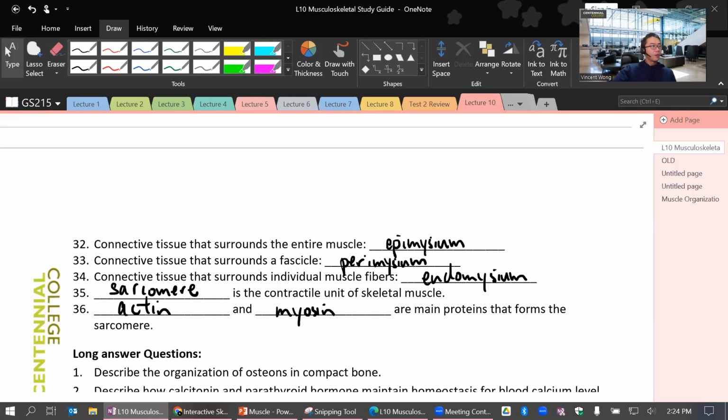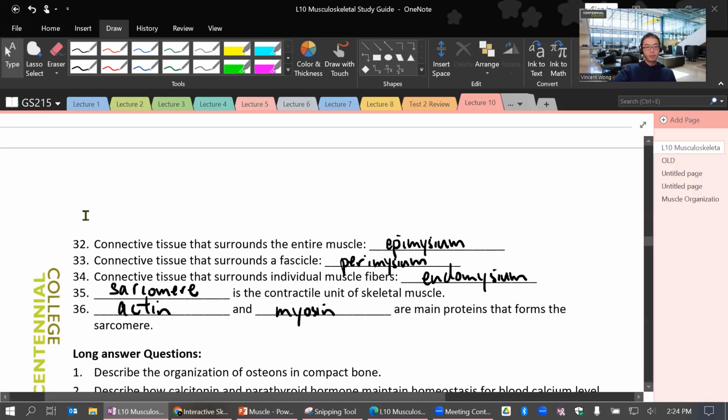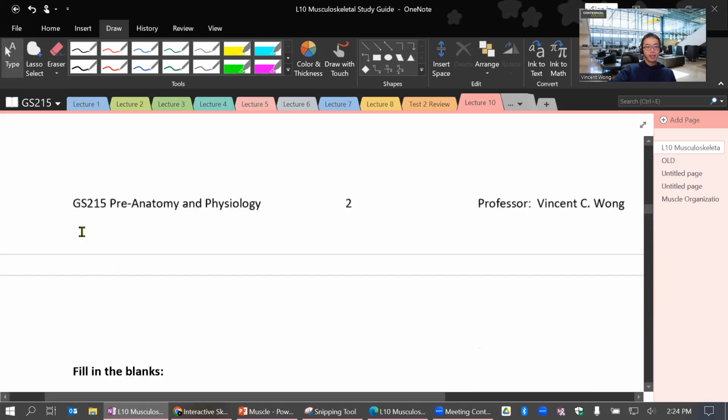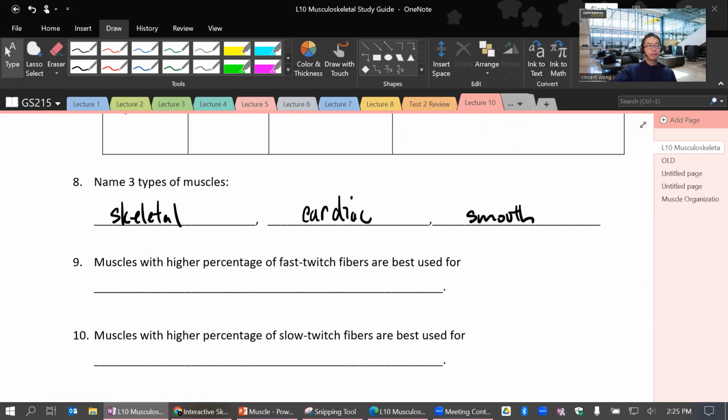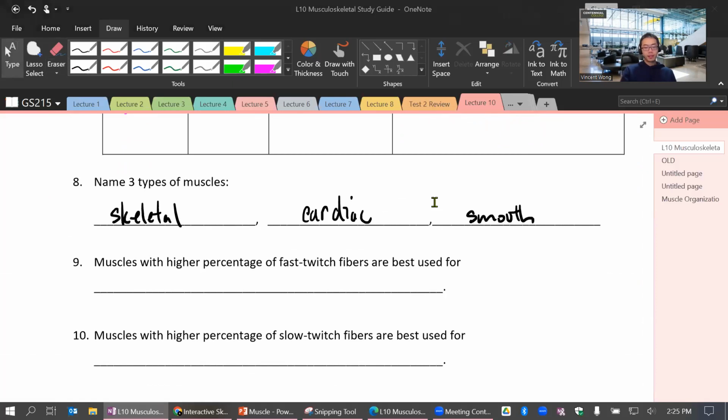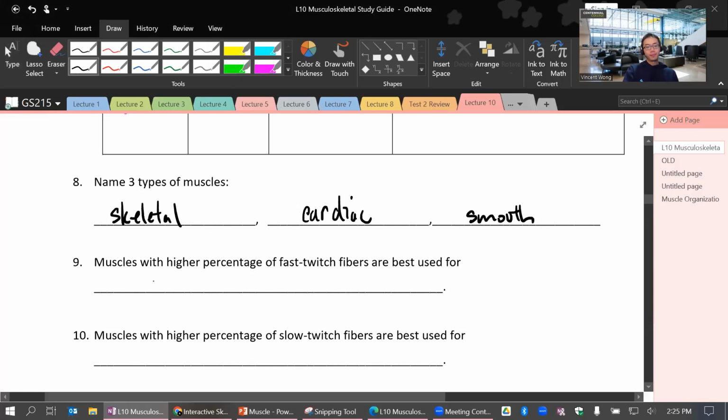Is there anything else? Let me take a quick look. Oh yeah, there are a couple of other questions that I missed at the beginning here. Three types of muscles: skeletal, that we can control; cardiac, which is only found in the heart; and the other one is smooth muscle. They are found in our intestinal tract and in our urinary tract. We don't control them, but nevertheless, they contract on their own under the control of your ANS.